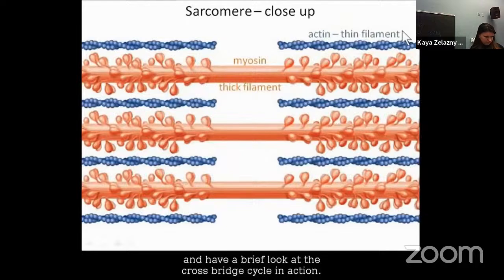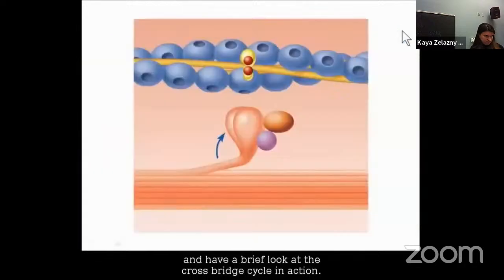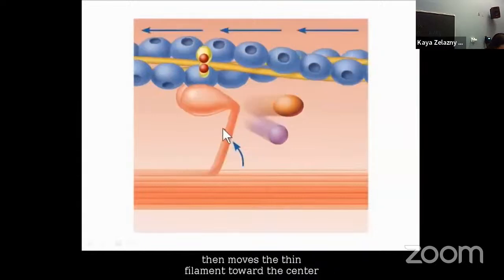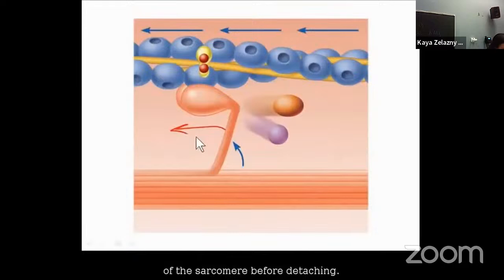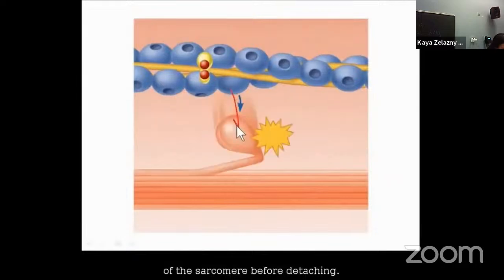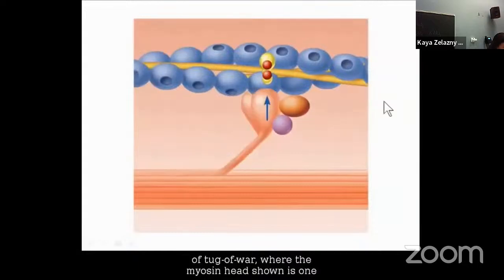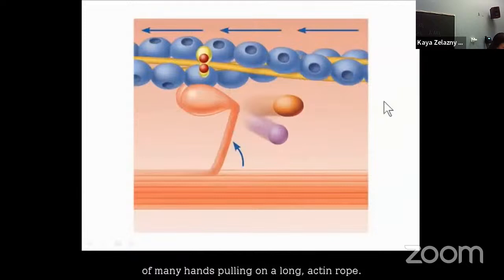Notice how the myosin heads move the actin, then move the thin filament toward the center of the sarcomere. If you watch the sequence this time, you only get a cover of dead shot for many years.